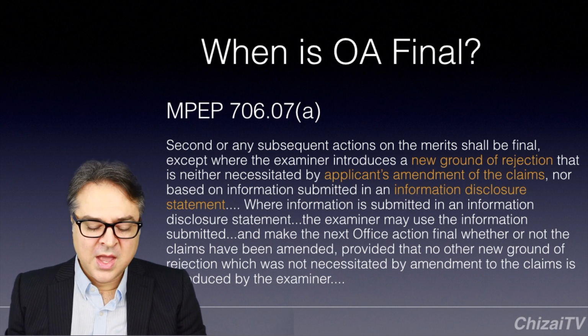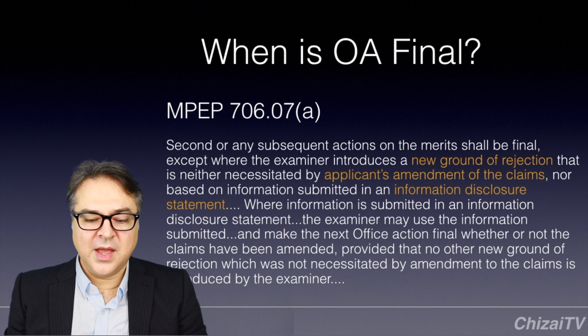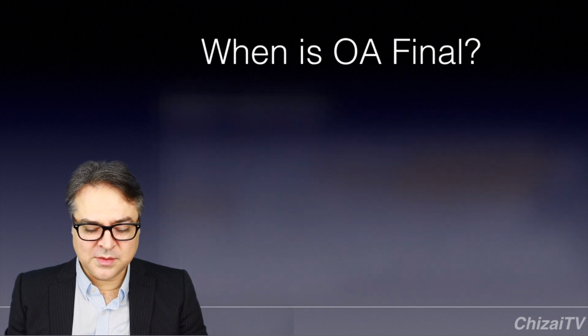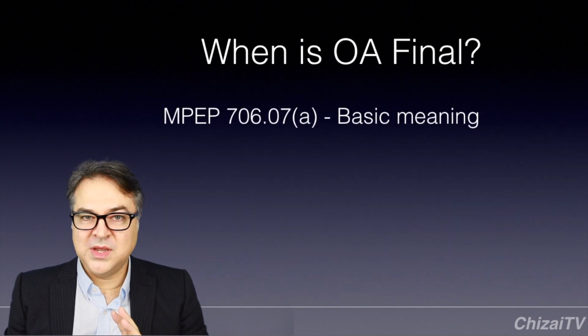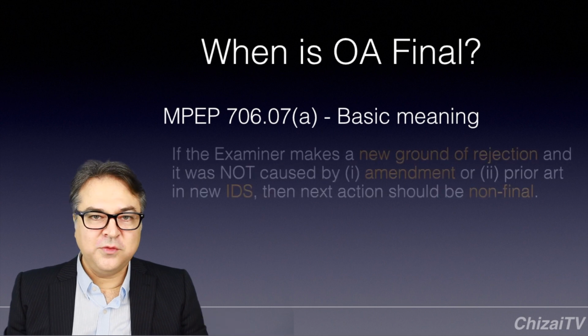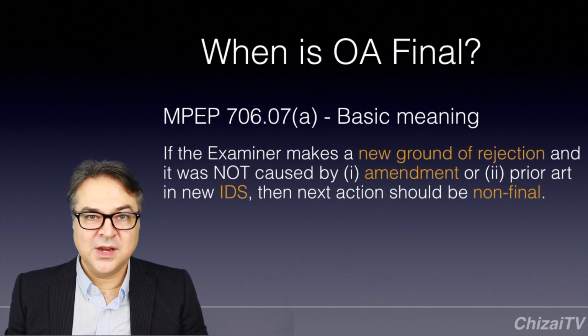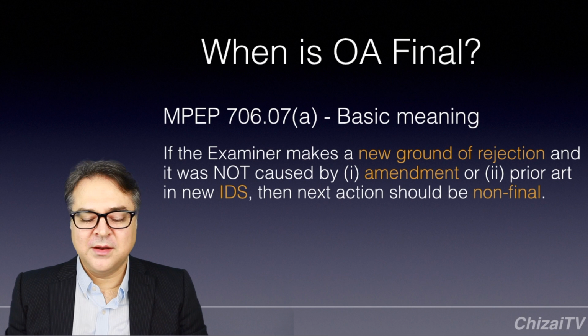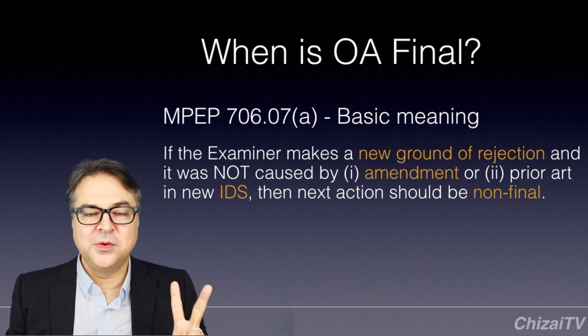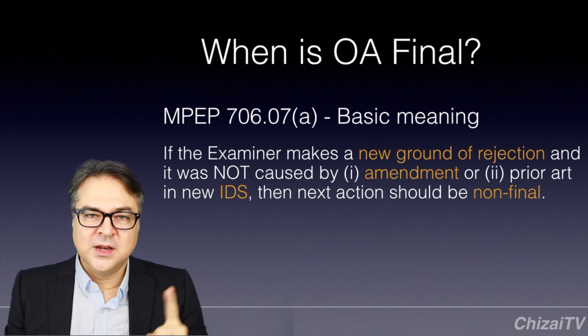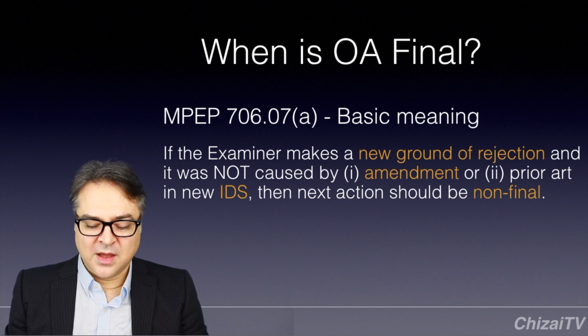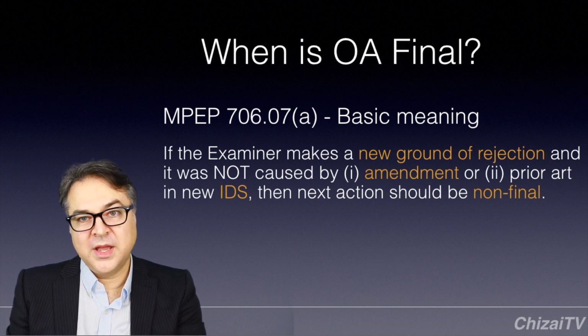Okay, that's a lot of words. Let me break it down, okay? As a practical matter, the basic meaning of this is if the examiner makes a new ground of rejection and you didn't cause it, all right? And there's 2 ways you can cause a new ground of rejection and it's kind of your fault. Number 1, you amend the claims. And then the scope of the claims changes.